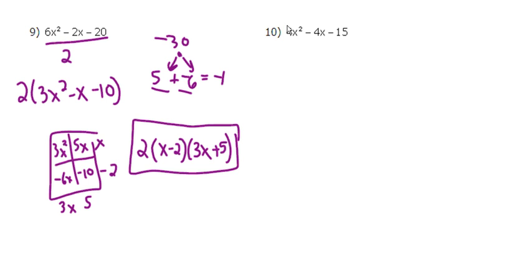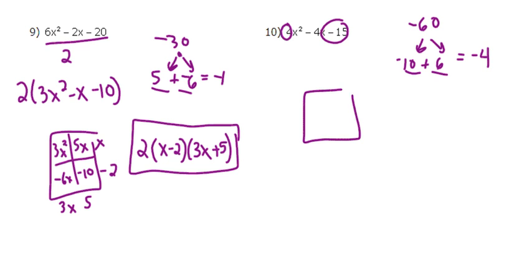Okay, and 10, 4 times negative 15 is negative 60. I need to find something that multiplies to negative 60 and adds to negative 4. So that would be negative 10 times positive 6. So I make the box. I put 4x squared first. My middle term splits into negative 10x, positive 6x, and my last term is negative 15.